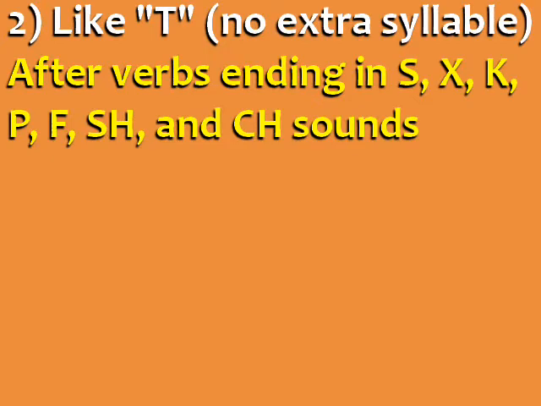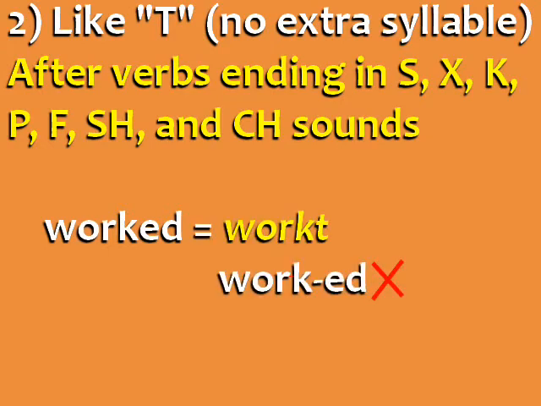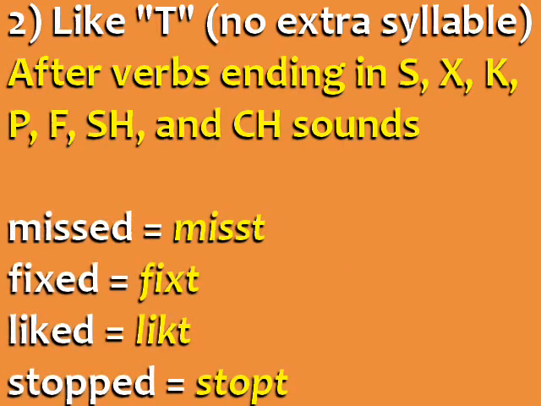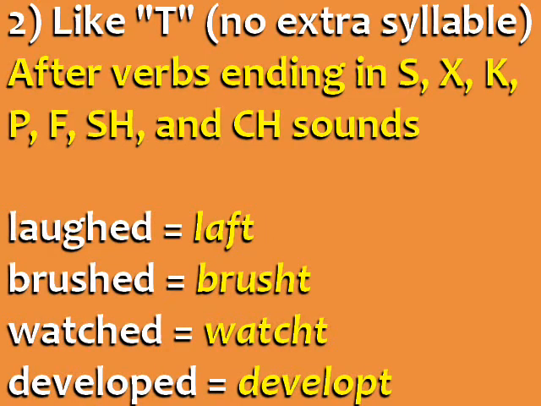ED is pronounced like T with no extra syllable after verbs ending in S, X, K, P, F, SH, and CH sounds. This means that the past tense of work is pronounced "workt" and not "work-ed". Here are more examples. Missed, fixed, liked, stopped, laughed, brushed, watched, developed.